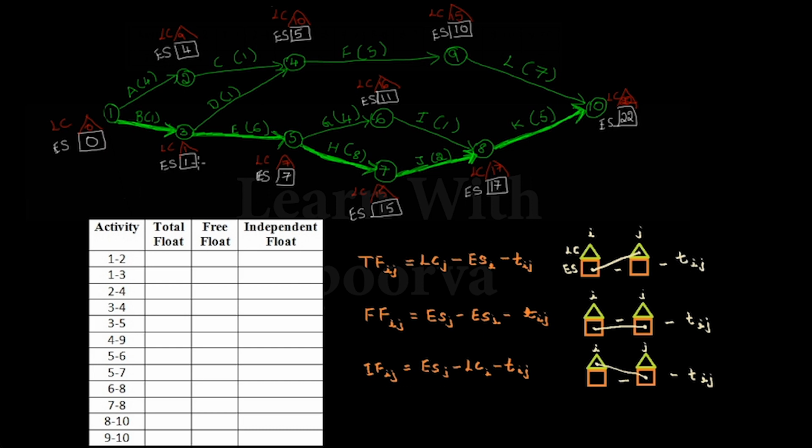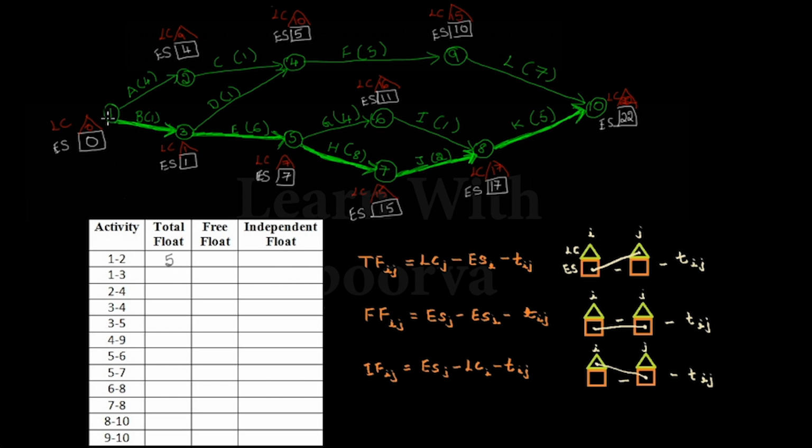Let's see how to do it for this 1 to 2. LC of j is 9, minus ES of i, which is 0. So 9 minus 0 and minus Tij. Tij of A is 4. So 9 minus 0 minus 4, and we get this difference as 5.